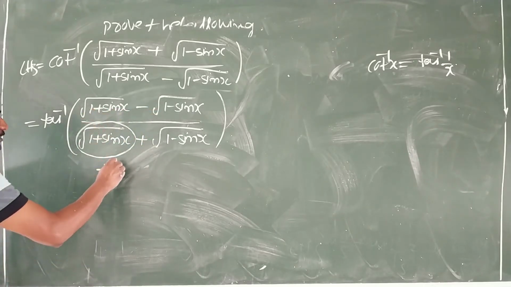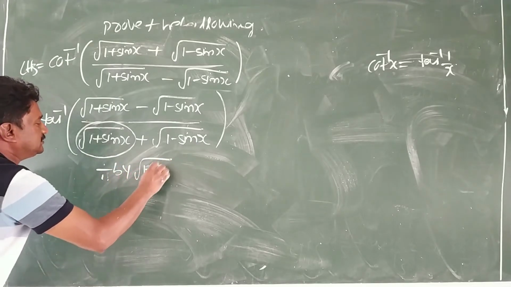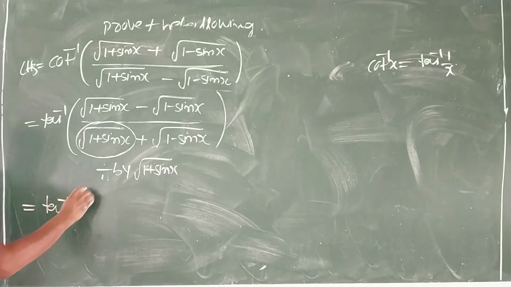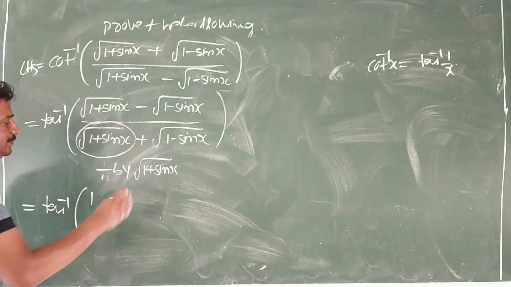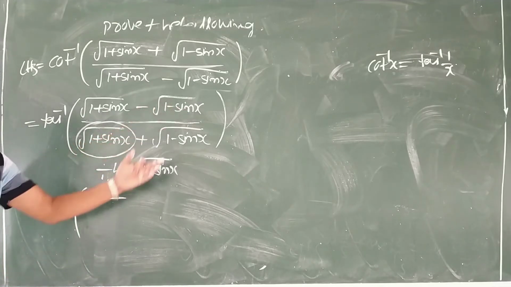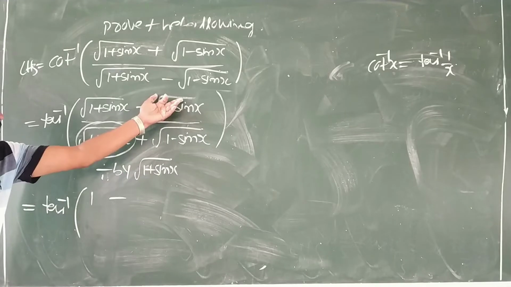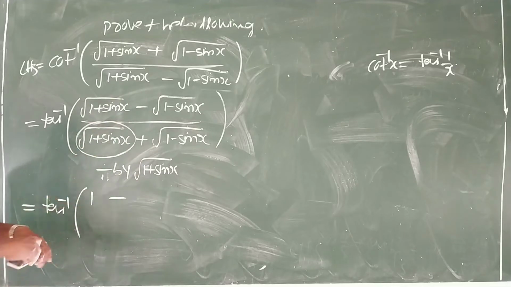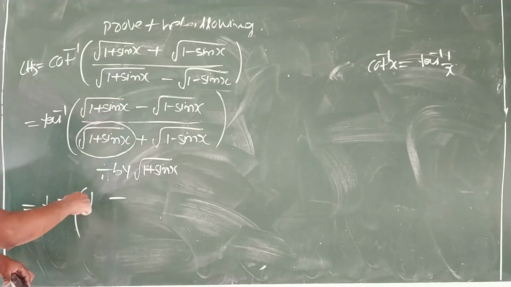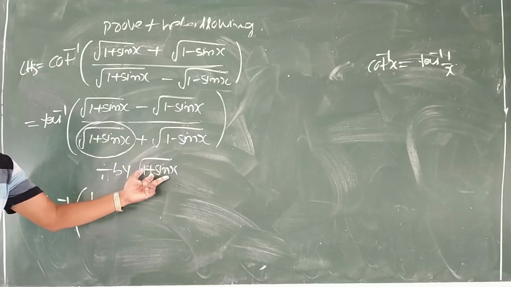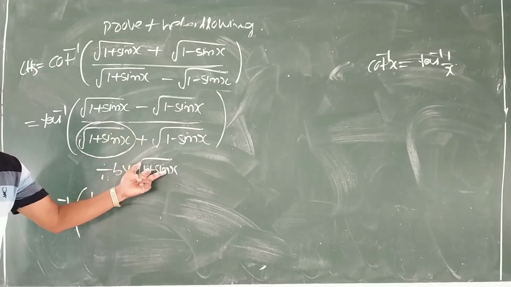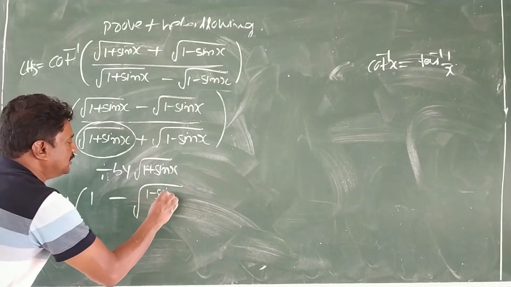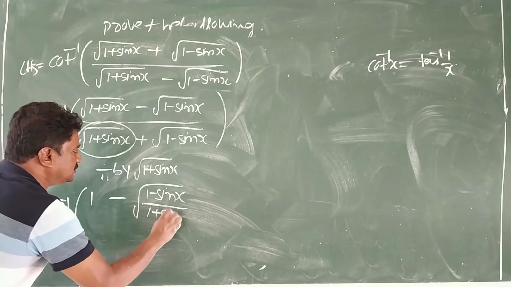Divide by root of 1 plus sin x. That is tan inverse of root of 1 plus sin x by root of 1 plus sin x, minus root of 1 minus sin x by root of 1 plus sin x. What is root a by root b, students? Root of a by b. Divide every term: root of 1 plus sin x by root of 1 plus sin x is 1. Next, root of 1 minus sin x by root of 1 plus sin x is root of (1 minus sin x) by (1 plus sin x).